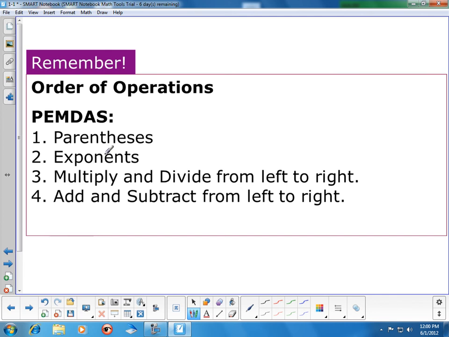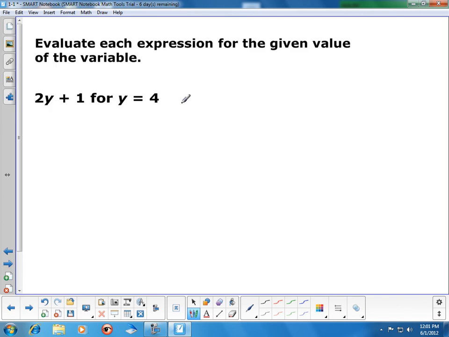If we have exponents, that will be our next step. Multiplication and division from left to right, we have to multiply and divide next. And the final step will be add and subtract, again, from left to right. So let's take a look at our final example. This one, again, the directions are the same. Evaluate each expression for the given value of the variable. And it gives us our expression right here, 2y plus 1 for y equals 4.